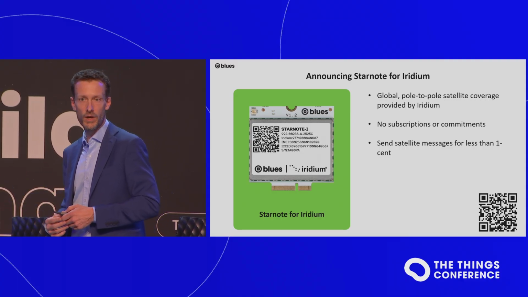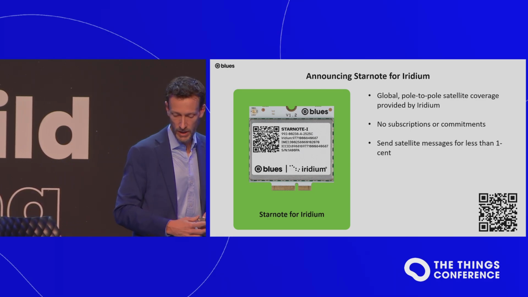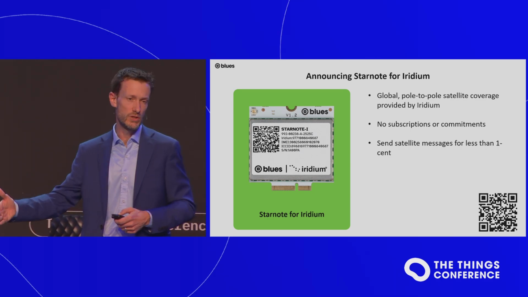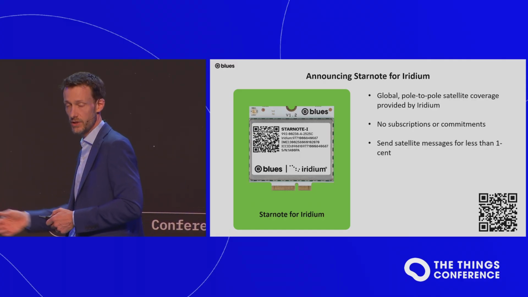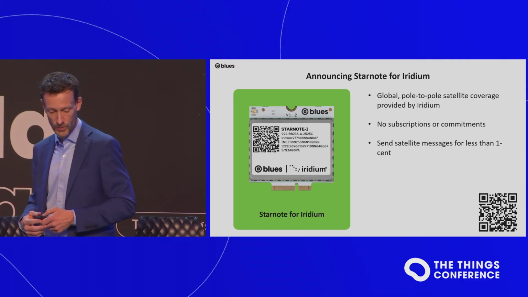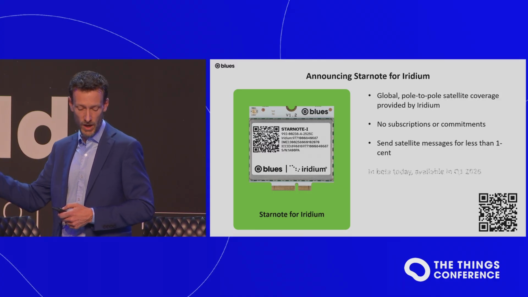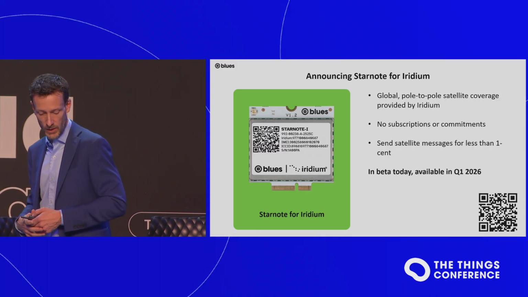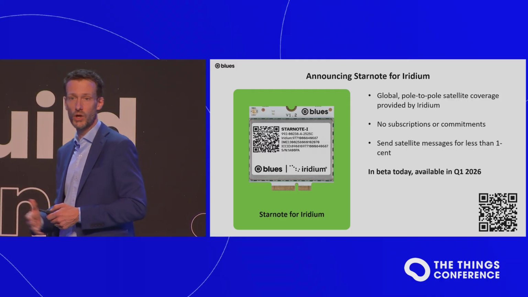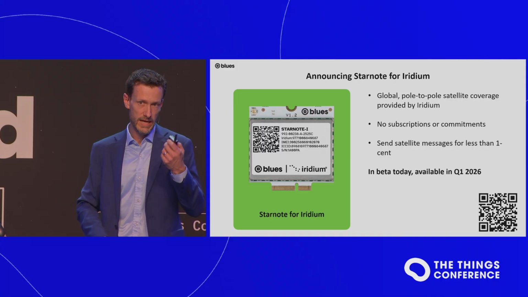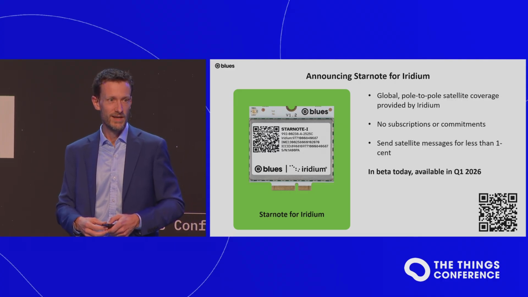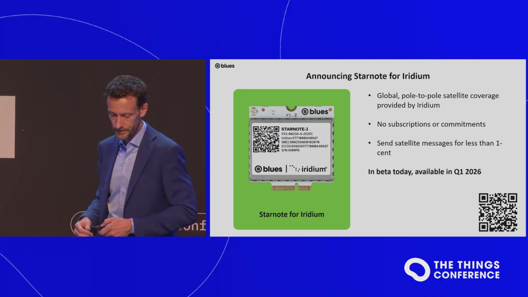And much like StarNote for Skylo, this is a device that as soon as you connect it to any cellular or Cell Plus Wi-Fi note card, it recognizes the device and starts using it as a new radio for transport. StarNote for Iridium is also available in beta today, and we expect it to be commercially available in early 2026. And so you can scan this QR code on the screen, or again, come and visit us in booth A17 to learn more about the product.